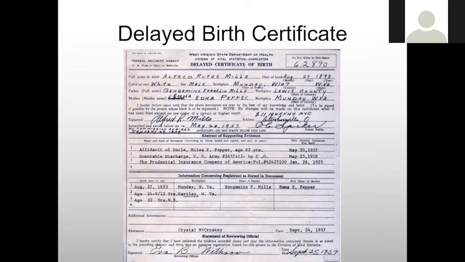From this particular example, we see that Alfred was born in 1893, but at the bottom we see that this form was actually filled out in 1957 when he was 64 years old, getting ready to apply for Social Security. It gives the information about who his father was and his mother's maiden name as well as other pertinent information.